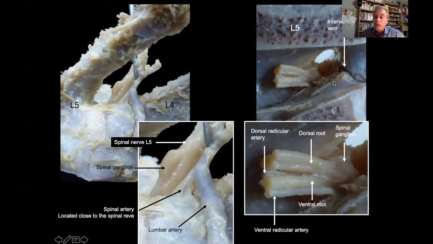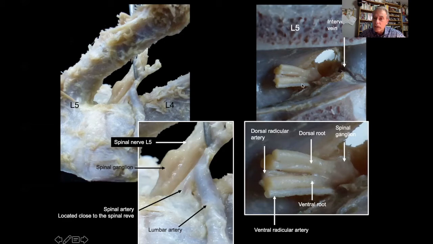This is a view from the inside. This is the intervertebral foramen, and then you have the dorsal root, the ventral root of a spinal nerve, and then you have the spinal ganglion, very close to the intervertebral foramen.